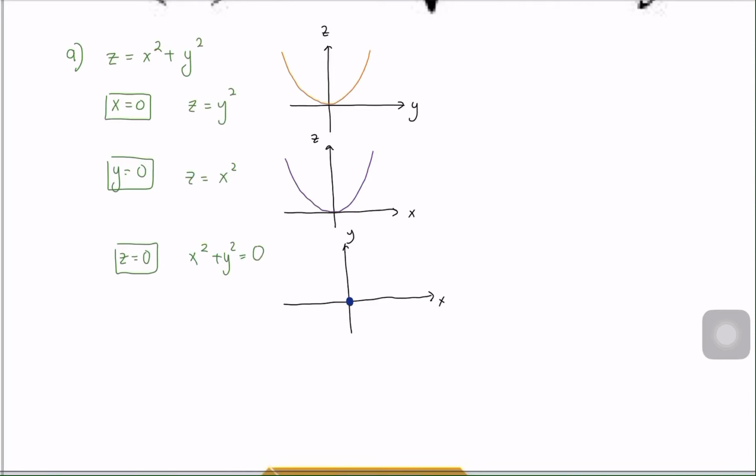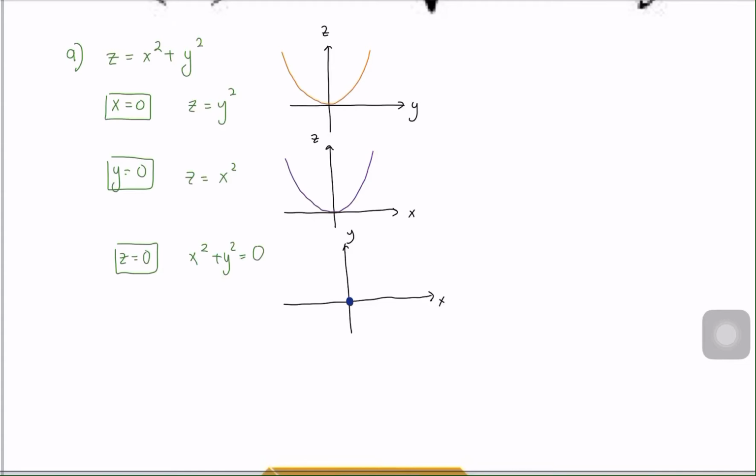Let's say x squared plus y squared equal to 4, meaning that the radius is 2. When the radius is 2, of course we can draw a circle, from minus 2 to 2, if x squared plus y squared equal to 4. But now it is x squared plus y squared equal to 0. So yes, it is just a dot.